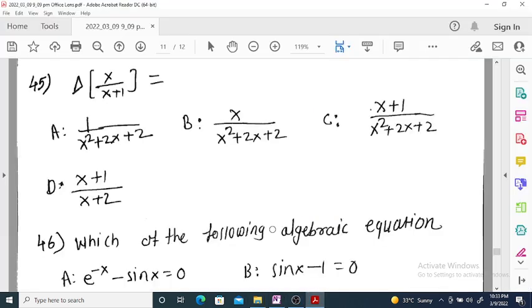So there is no correct option here. X square plus thrice x plus 2. This is the correct option. Just make the correction, that is x square plus thrice x plus 2.